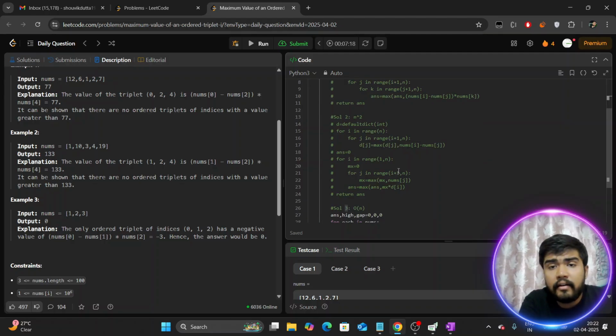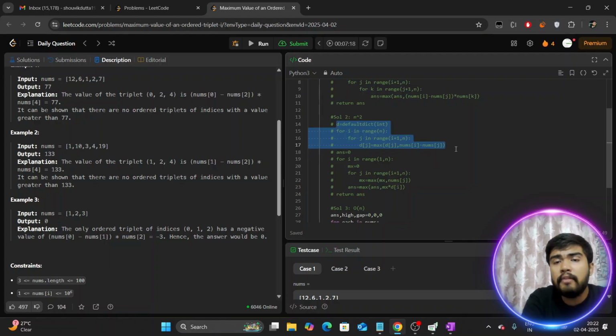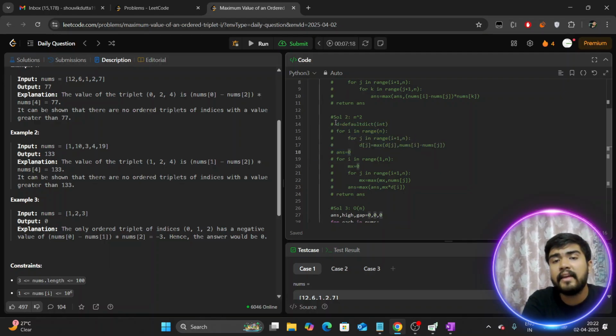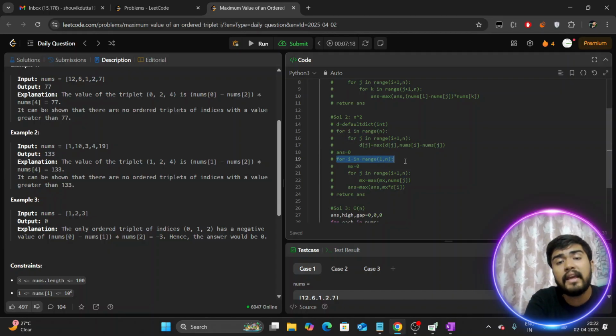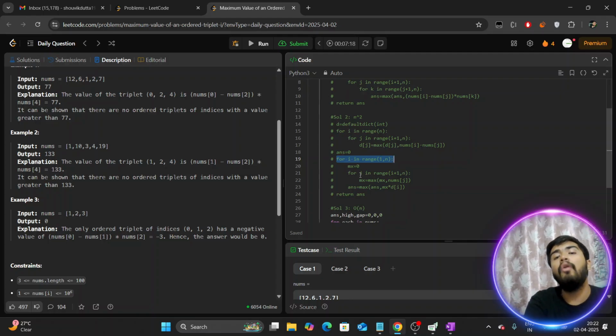What we have done here, in these portions, we do the very standard things. We have our default dict, and we have put all nums of i and nums of j to d of j, and we have maximized our d of j to nums of i minus nums of j. That's exactly what I told. And now we are running an i loop from 1 to n.